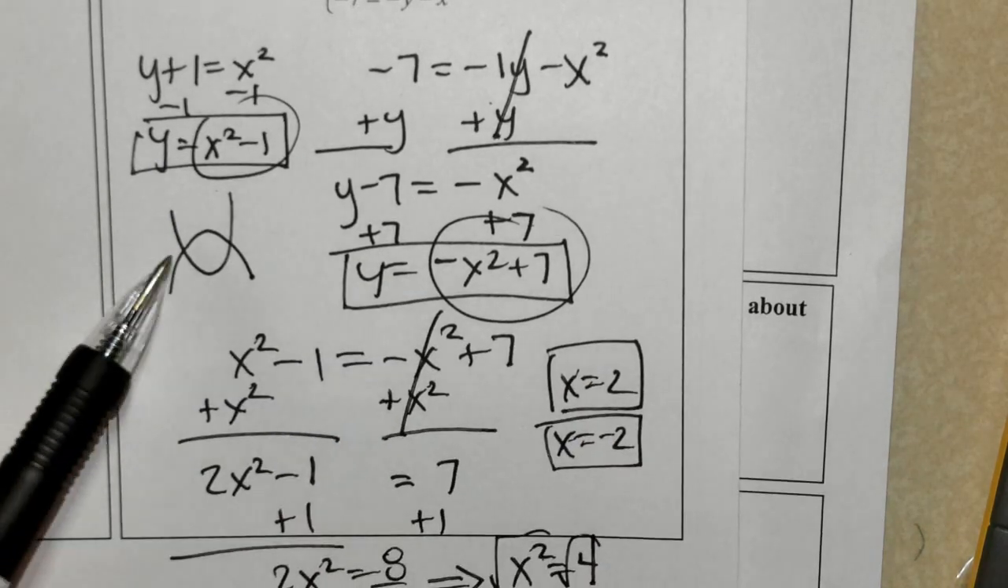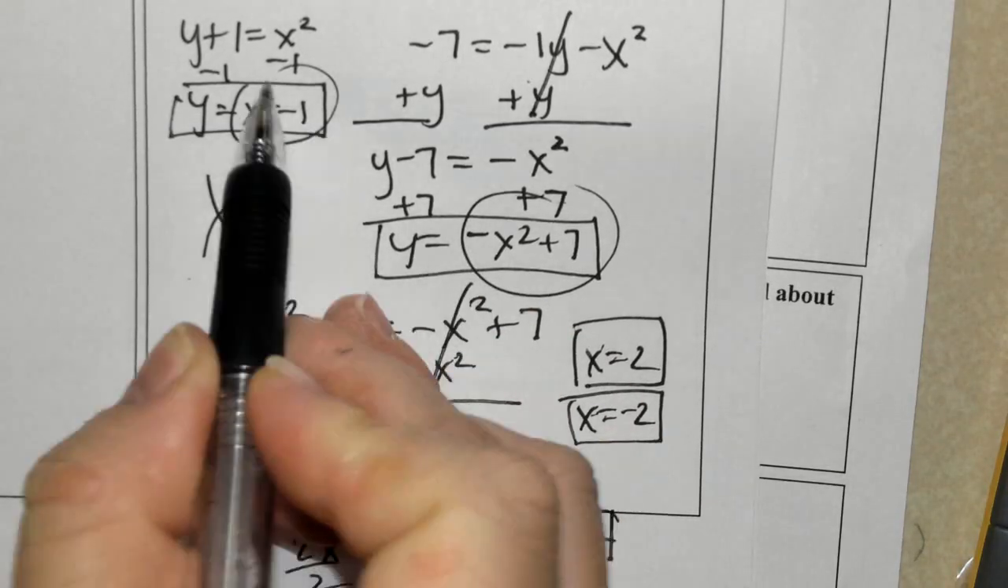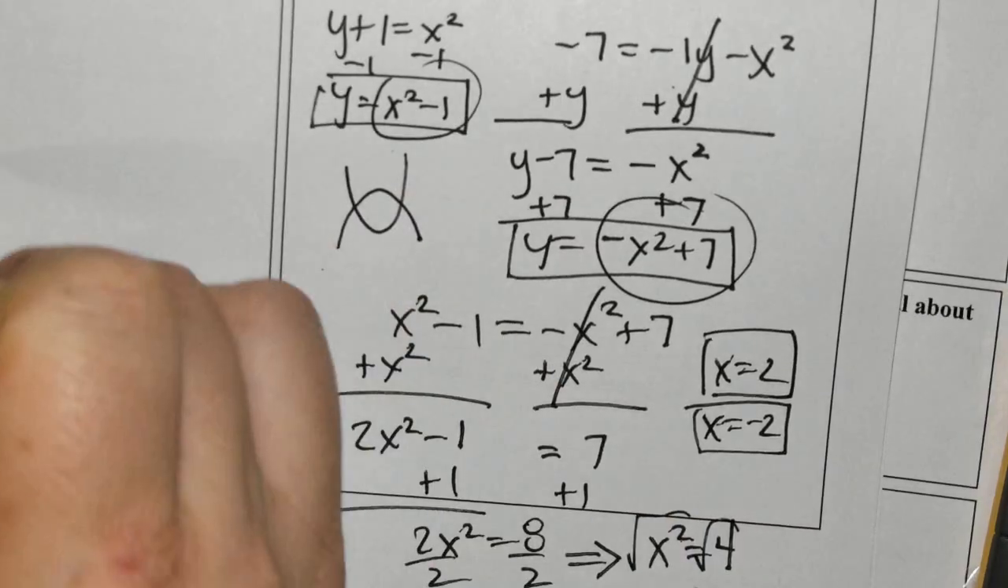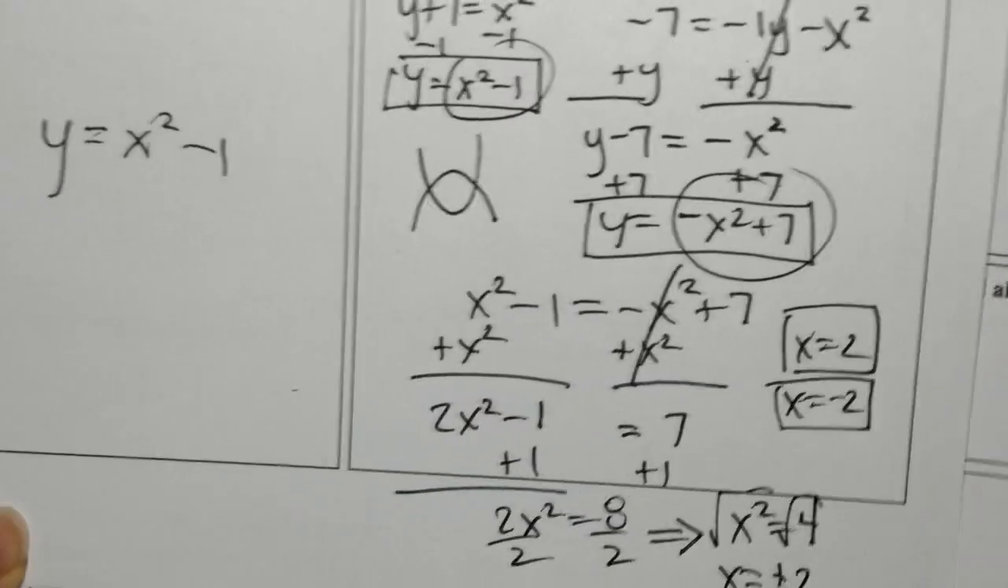Now we need to figure out what are the y values that correspond to that. So look up to the two equations that we boxed in. Which one looks easier to work with? There's no wrong answer. I think this one does. It doesn't have a negative in front of the x. So y equals x squared minus 1.